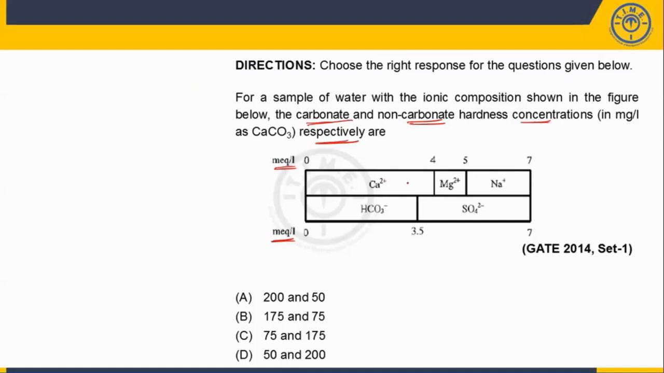Okay. We have Ca++, Mg++, Na+, HCO3 minus, SO4 minus minus. Now, how do we get CH and NCH? First, we get CH and NCH based on total hardness and total alkalinity. Okay. Yes, sir. What is the formula for total hardness?